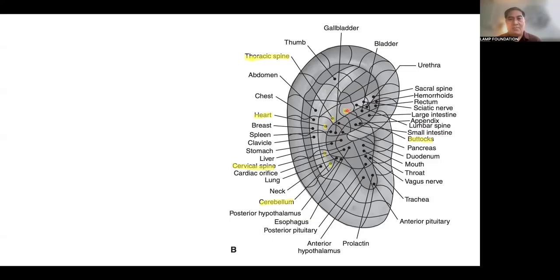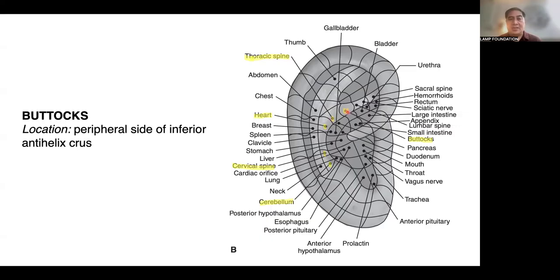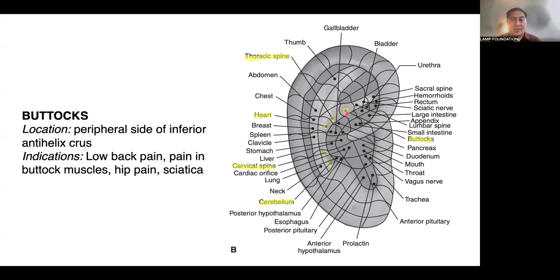Now, this is also very important, I think, and it is located on the peripheral side of the inferior antihelix crus. Indications, of course, low back pain, pain in the buttock muscles, hip pain, and sciatica.